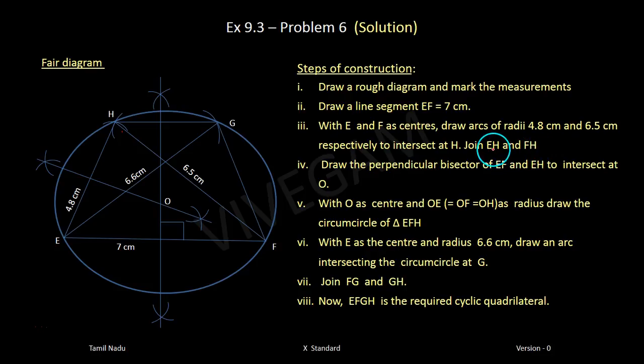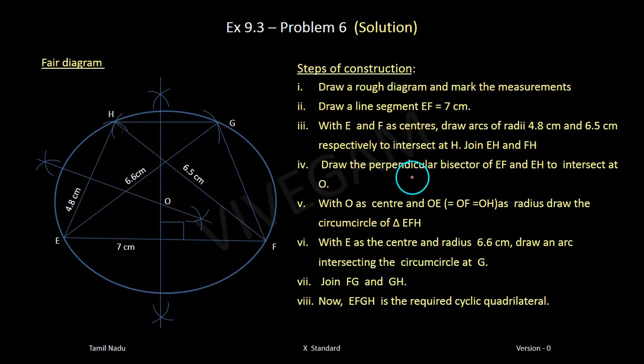They have told EH is 4.8 centimeters and FH is 6.5 centimeters. So with E as a center and 4.8 centimeters as a radius, we are drawing an arc. Similarly, with F as a center and radius of 6.5 centimeter, we are drawing one more arc. These two arcs intersect at this point, and that point is H. Then we join EH and FH.